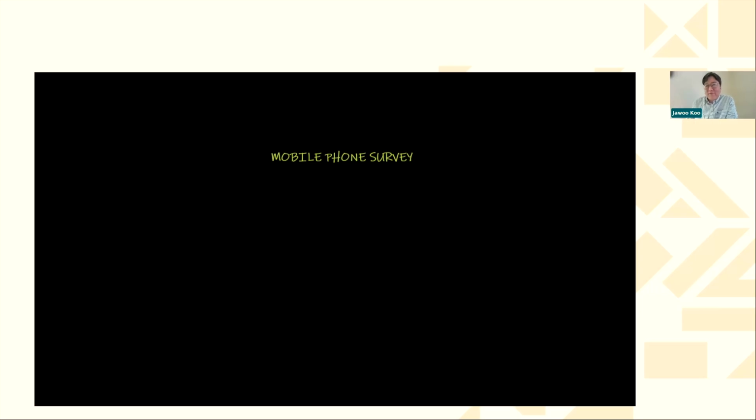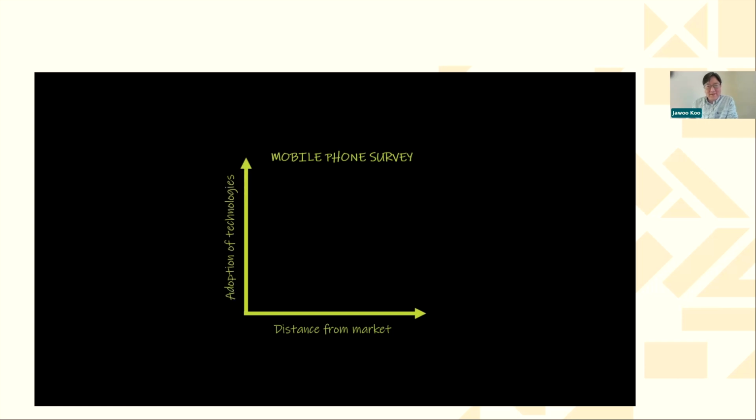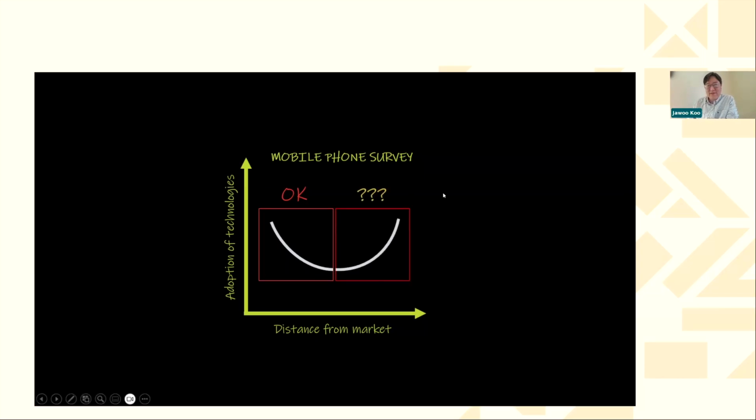A few years ago, we had a project that needed to understand the relationship between market access and the level of technology adoption. We didn't have a lot of time for this project, so we tried a mobile phone-based survey because mobile phone ownership was more than 100% for this particular country. We saw the pattern to some extent that was expected: as you go far away from the market, technology adoption goes down. But then we started seeing a weird pattern, an uptick in technology adoption as we got further and further away from the market in really deep rural areas.